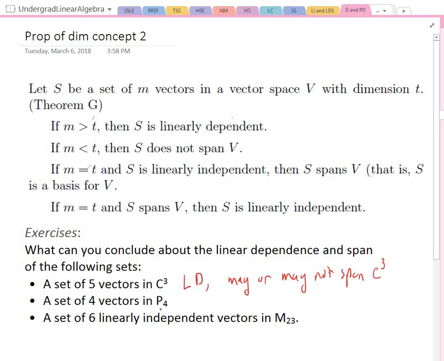A set of 4 vectors in P4. In this case, I don't know whether it's linearly independent or linearly dependent, because there are few enough vectors that they could be linearly independent, but they might possibly be linearly dependent. And I can say they do not span P4 because there aren't enough of them. All right, now the last one, 6 linearly independent vectors in M23. Since 6 is the dimension of M23, these are linearly independent because it says so, and they span M23. Okay, so that's it.